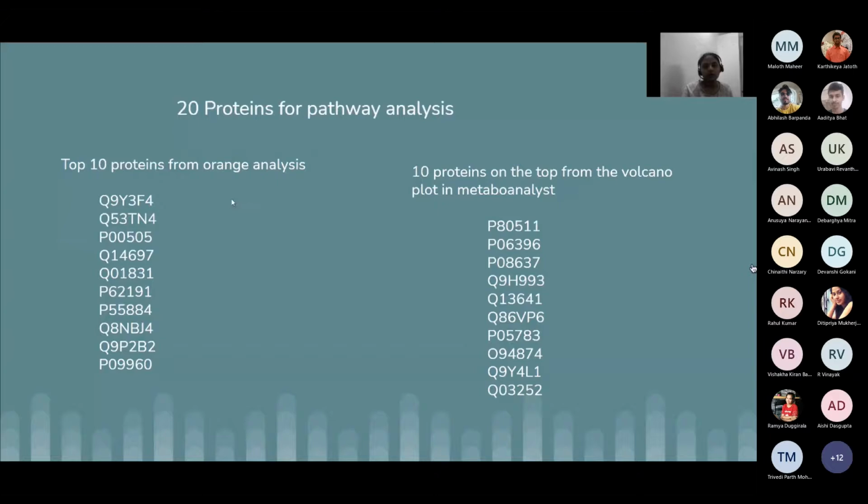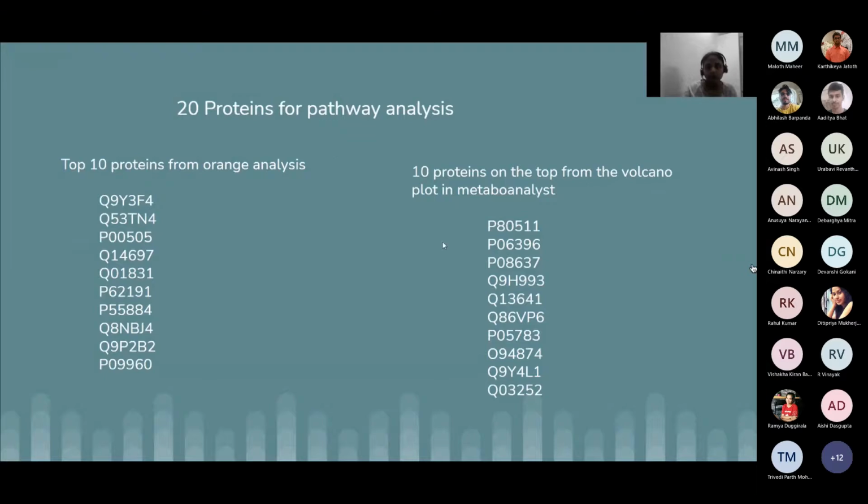Now I have taken 20 proteins for pathway analysis. These 20 proteins are selected such that 10 proteins are from Orange analysis and 10 proteins are from the volcano plot in MetaboAnalyst. The 10 proteins from Orange analysis are selected after we have done the feature ranking, and the 10 proteins from MetaboAnalyst, which are from the volcano plot, are the top proteins in the volcano plot.